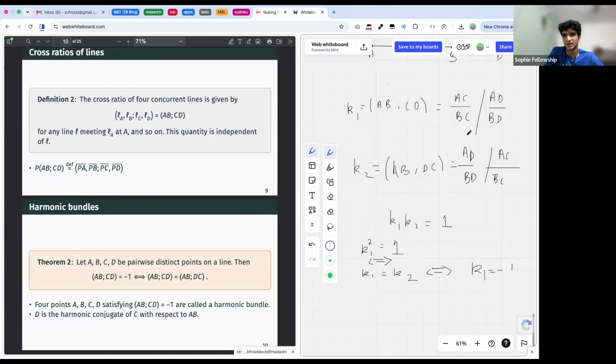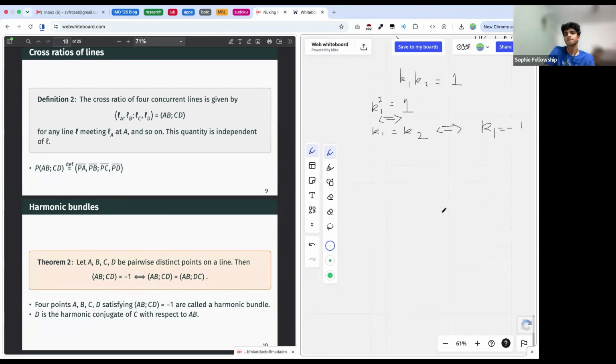And the proof of that is that if K1 was equal to 1, then these ratios would be equal. But they can be equal if and only if D is equal to C. And we started off by saying that ABCD are pairwise distinct.